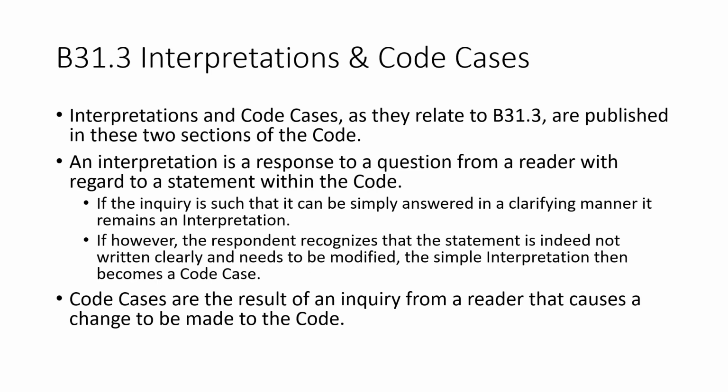Interpretations and code cases, as they relate to B31.3, are published in these 2 sections of the code. An interpretation is a response to a question from a reader with regard to a statement within the code. If the inquiry is such that it can be simply answered in a clarifying manner, it remains a simple interpretation and is responded to in that manner. If, however, the ASME respondent recognizes that the statement in the code is indeed not written clearly and needs to be modified, the simple interpretation then becomes a code case.